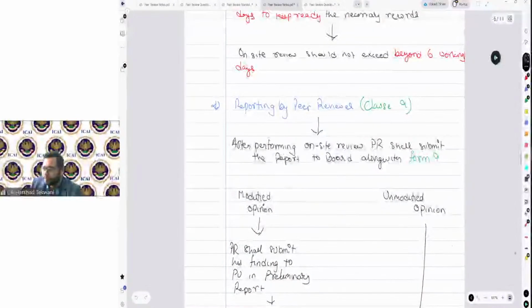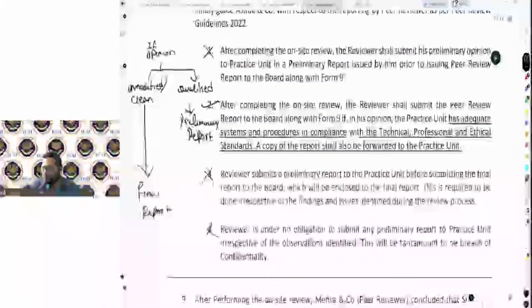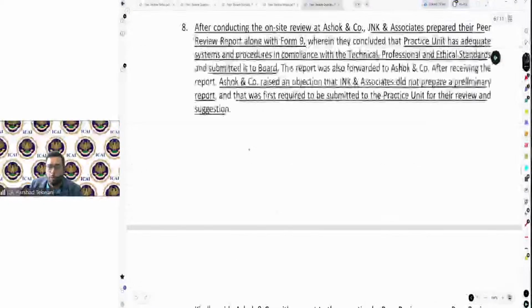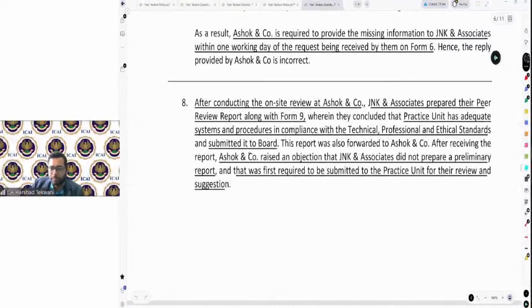Clear? So there is no need to submit a preliminary report in the current case because the opinion is not modified. I'll highlight this. This is very important. The practice unit has adequate systems and procedures in compliance. So the opinion is not modified.